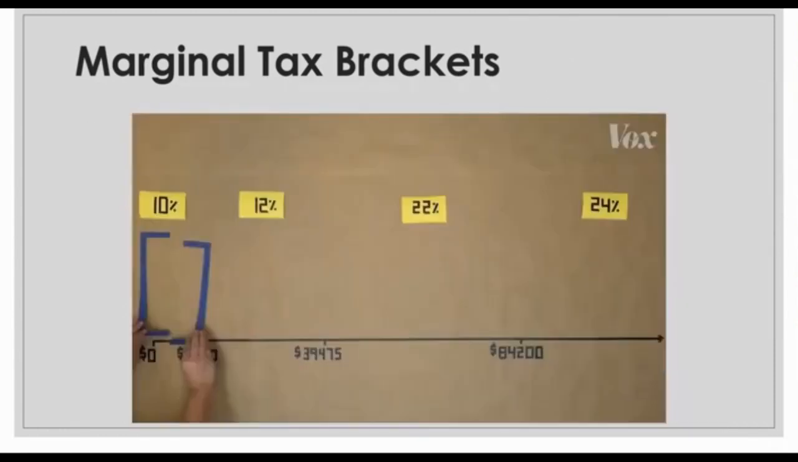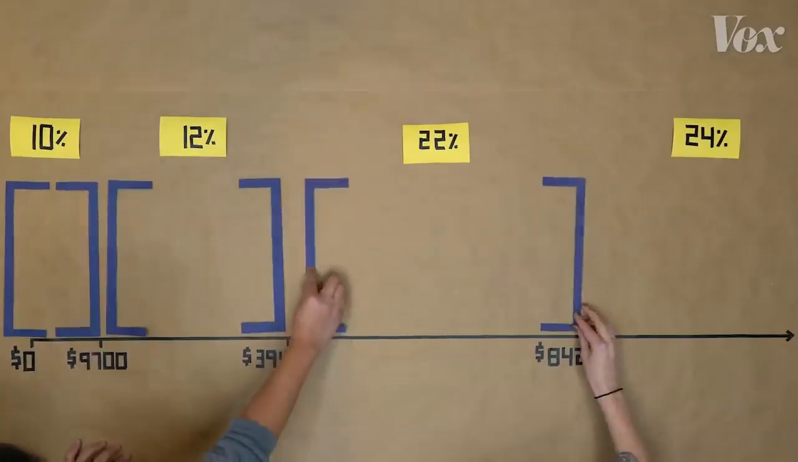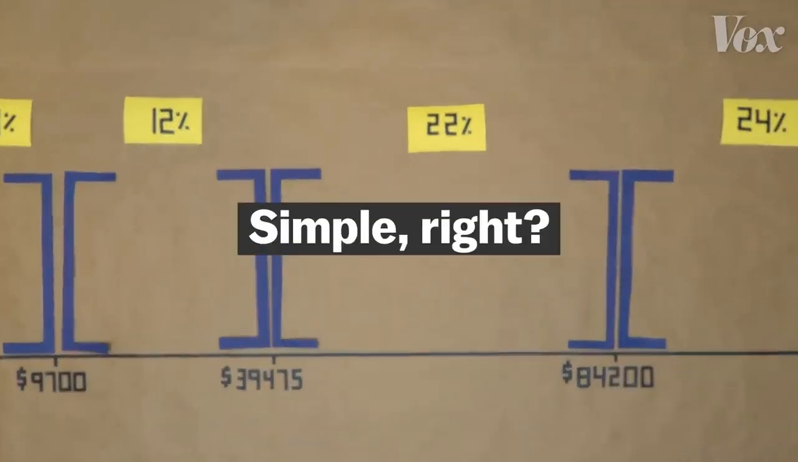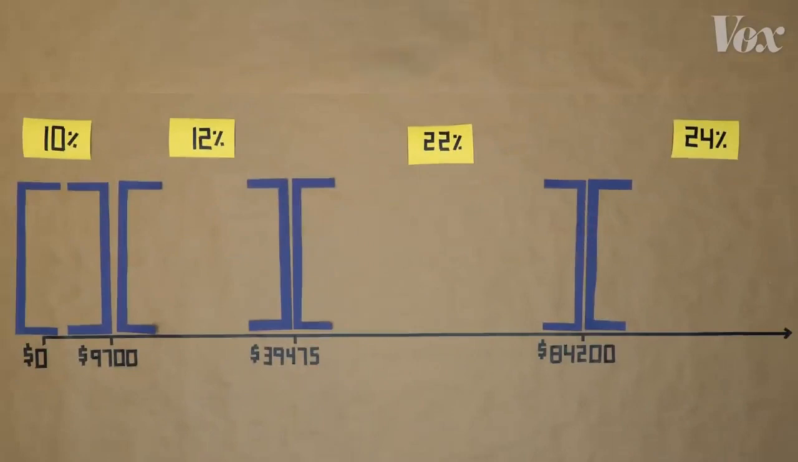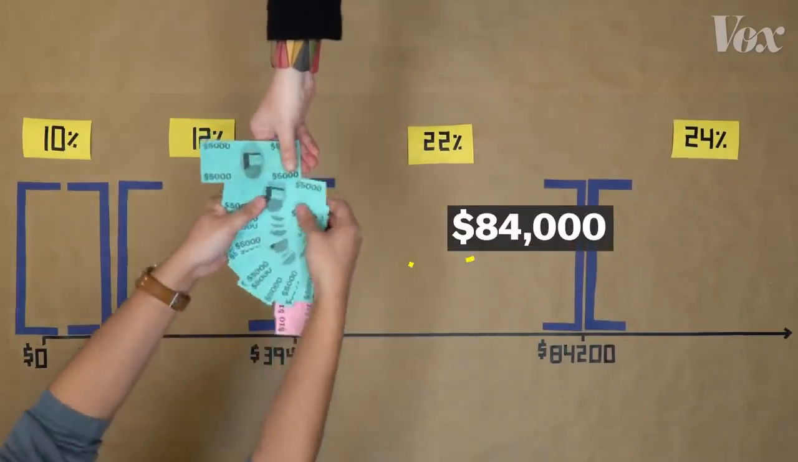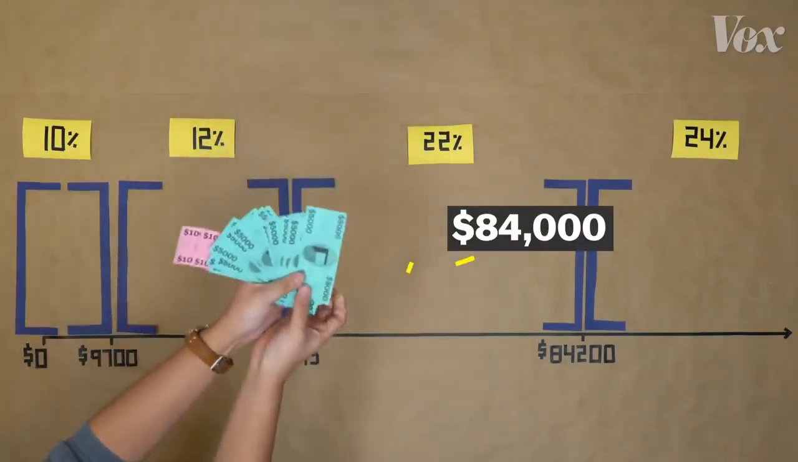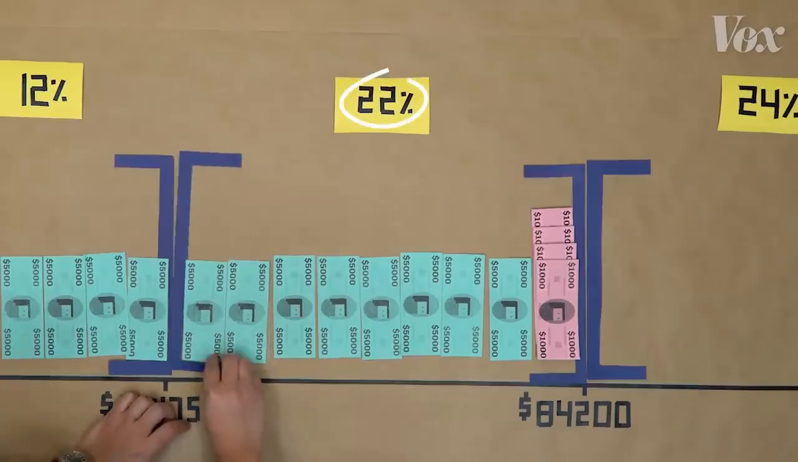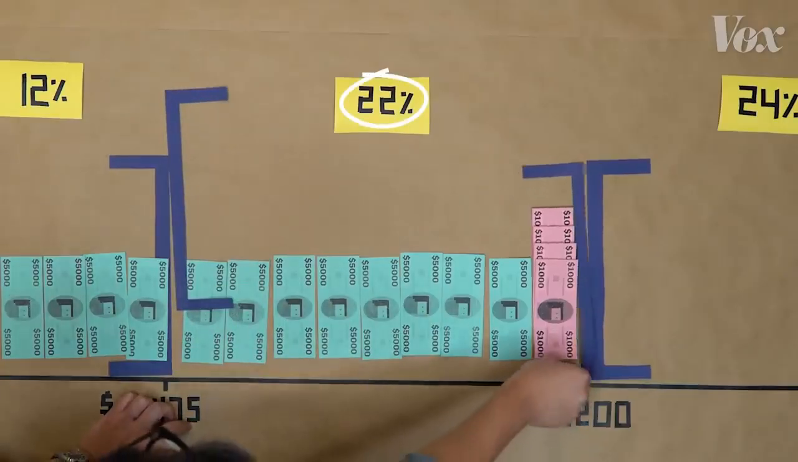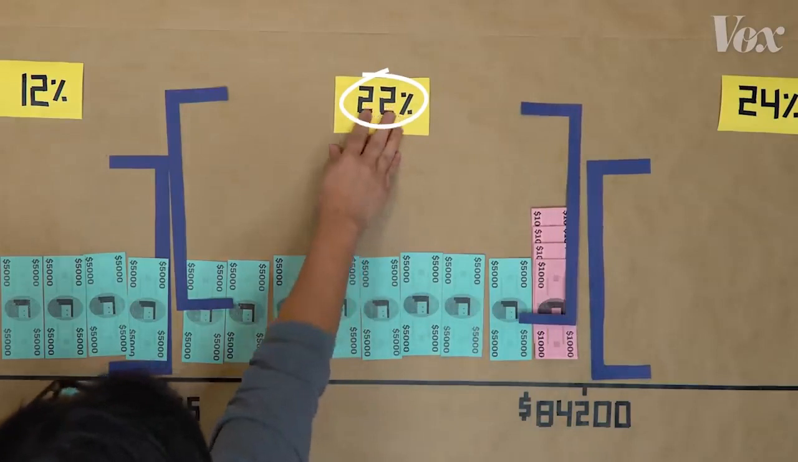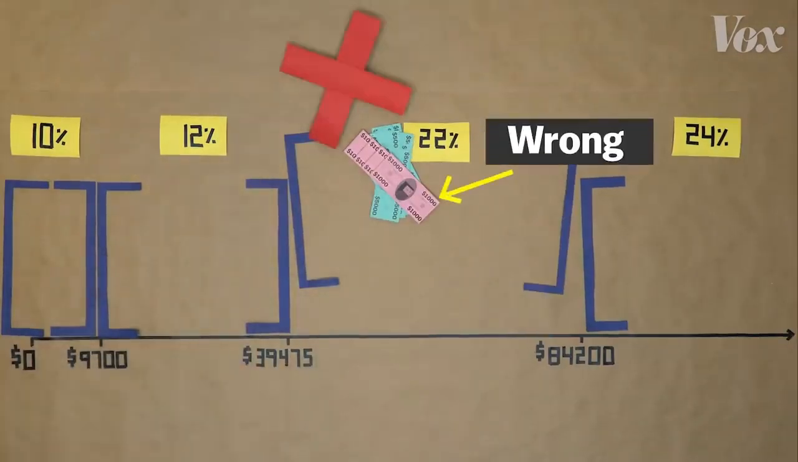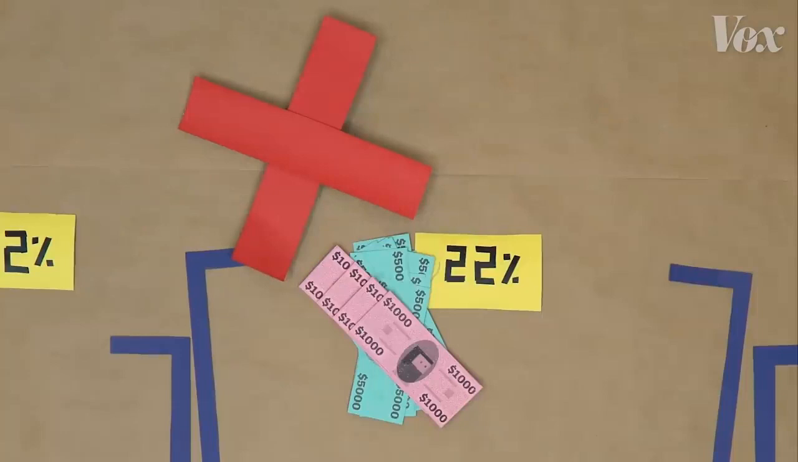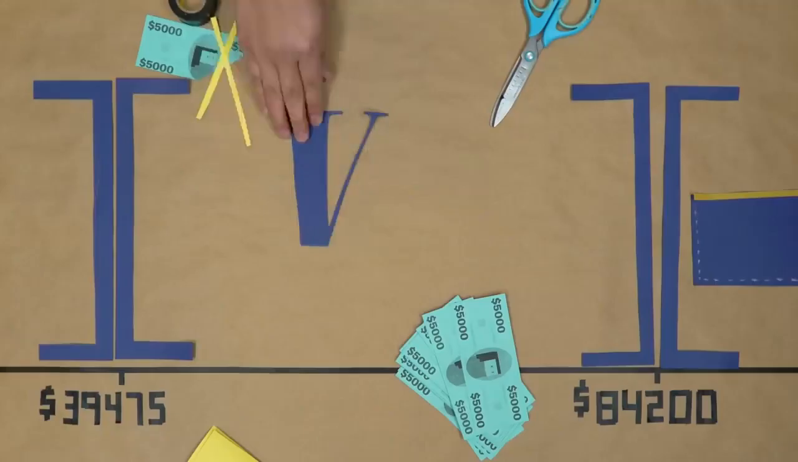These are tax brackets for 2019. Simple, right? But many of us make a common mistake when looking at this. Let's say my income is $84,000. You might think that puts me in the 3rd bracket, so I would owe the federal government 22% of my income. This is wrong, and it's causing us to have uninformed debates about tax policy.